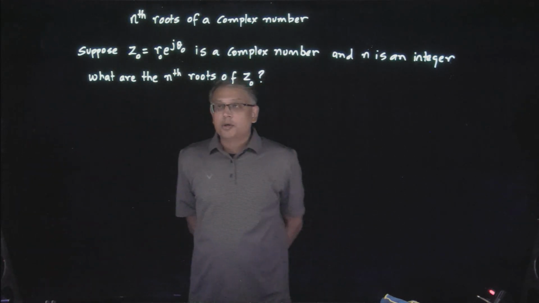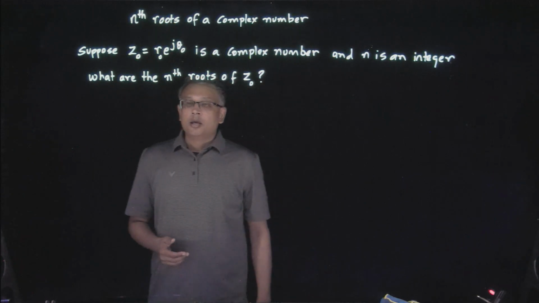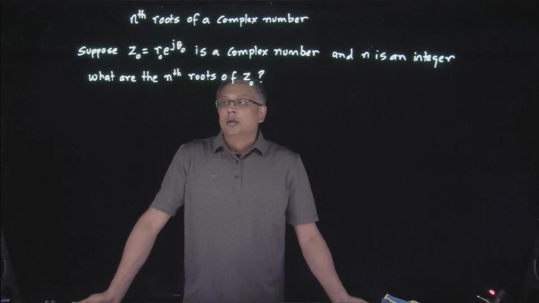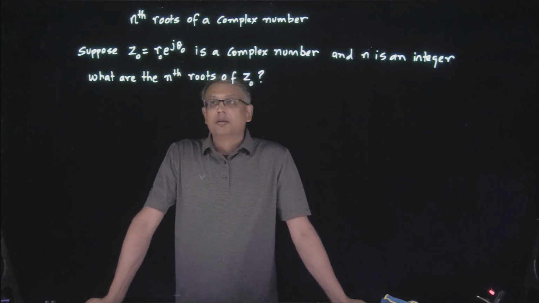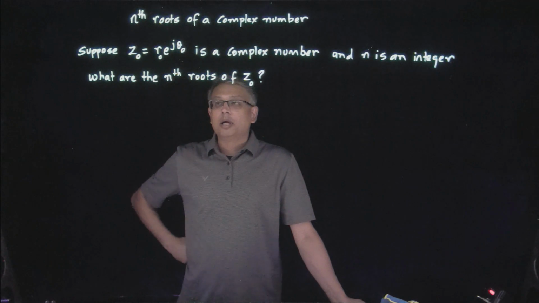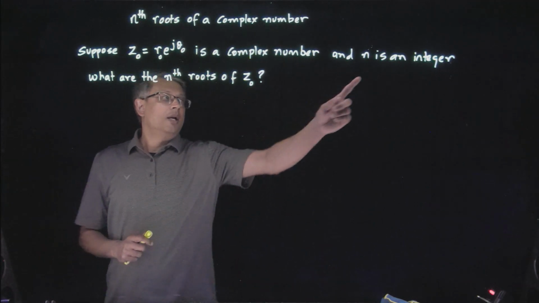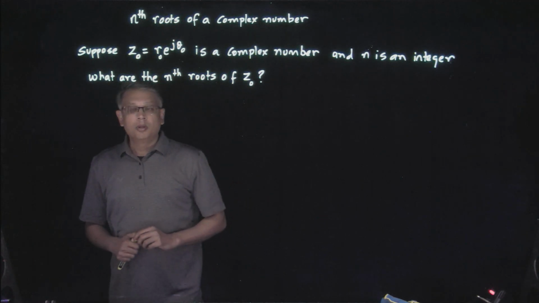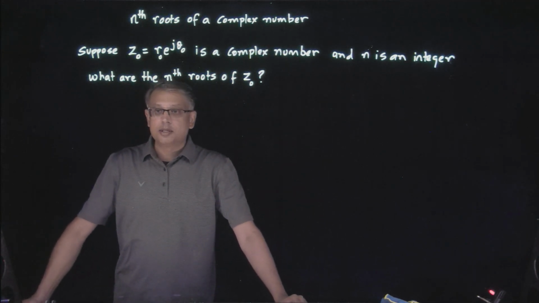In this video, I'm going to talk about a very interesting concept called the nth roots of a complex number. What we are asking is, suppose I have a complex number z naught, which in polar form is given by r naught times e to the j theta naught, and suppose n is an integer. What are the nth roots of this complex number z naught?